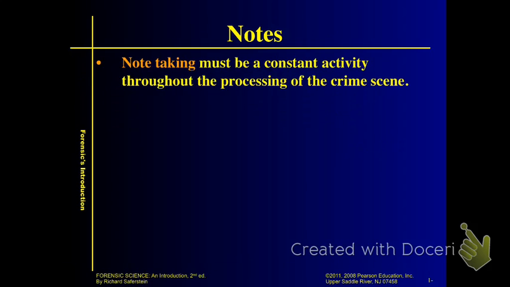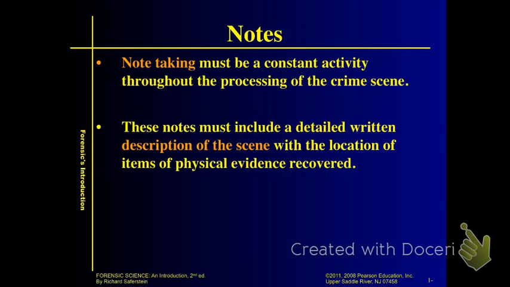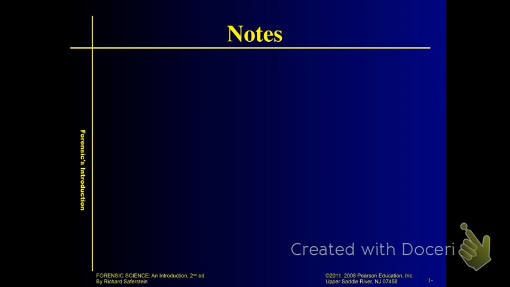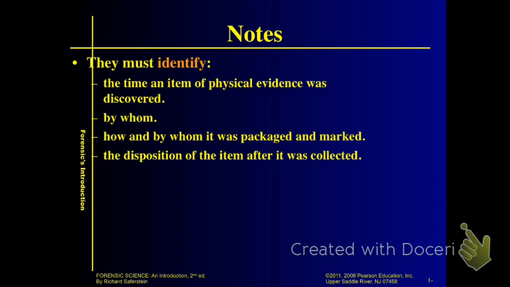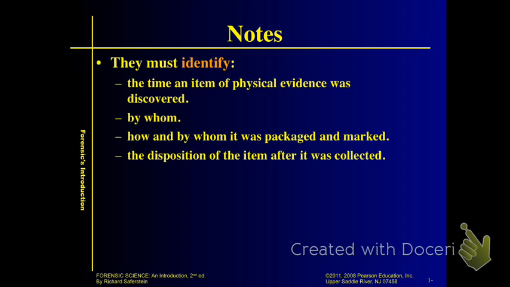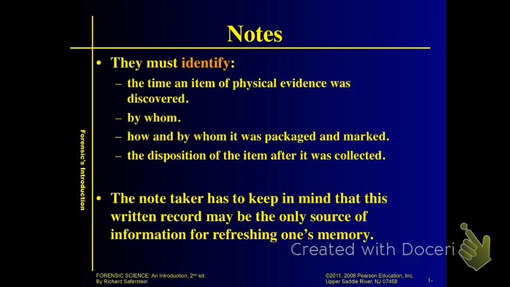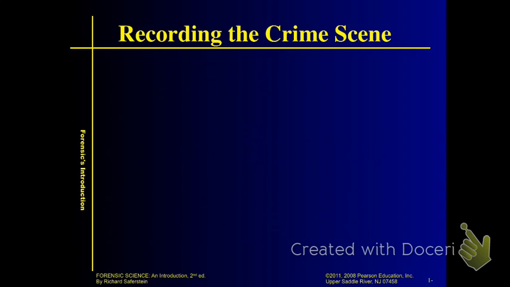And then there's note-taking. Note-taking must be constant throughout the processing of the scene. Notes must include a description of the scene, location of items, and physical evidence. Things that must be identified. Again, things that were on the sketches. Time an item of physical evidence was discovered, who packaged it, marked it, and what happened to it after it was collected. Note taker has to keep in mind that this written record may be the only source of information to refresh somebody's memory.